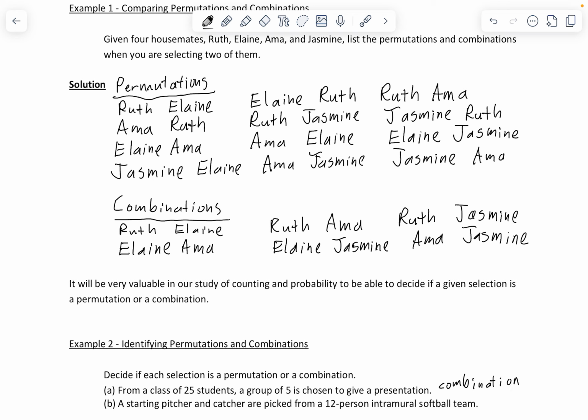The second one, a starting pitcher and a catcher are picked from a 12-person intramural softball team. This is a permutation, and that's because each selected person has a distinct position or distinct role. So the order actually does matter in that situation. That would be a permutation.